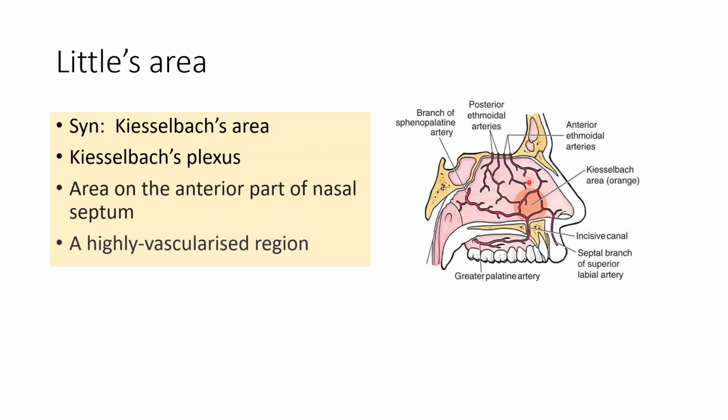These arteries join with the branches from the external carotid artery, namely the maxillary artery, which contributes the greater palatine and sphenopalatine branches, and the facial artery, which gives the superior labial artery. The septal branch of superior labial artery will join the Kesselbach's plexus. So the Kesselbach's plexus is contributed by three arteries, that is the ophthalmic artery branches from the internal carotid artery, the branches from the maxillary artery and facial artery of external carotid.